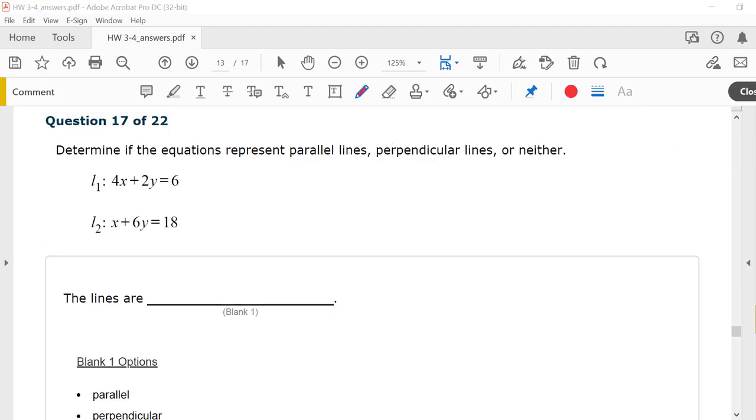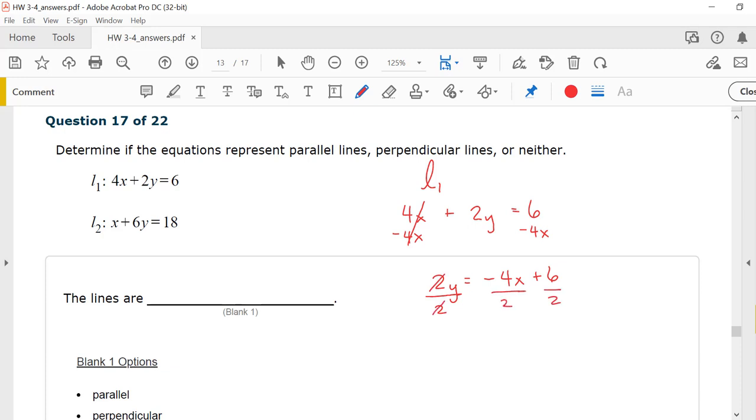Number 17, line 1. I have 4x plus 2y equals 6. I need to subtract 4x from both sides first. So I have 2y equals negative 4x plus 6. Now divide everything by 2. I get y equals negative 4x over 2, so that reduces to negative 2x, plus 6 over 2 is 3. The slope of this first line is negative 2.